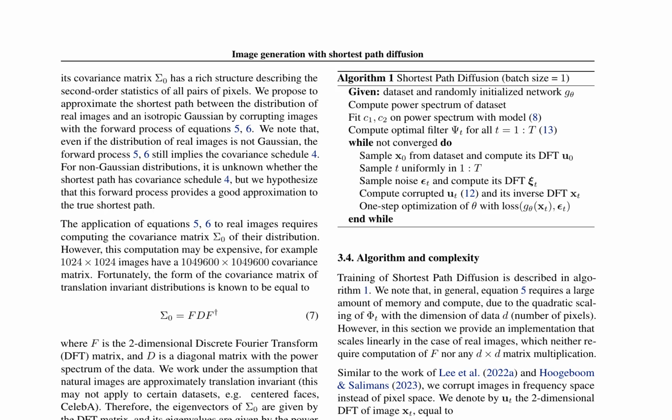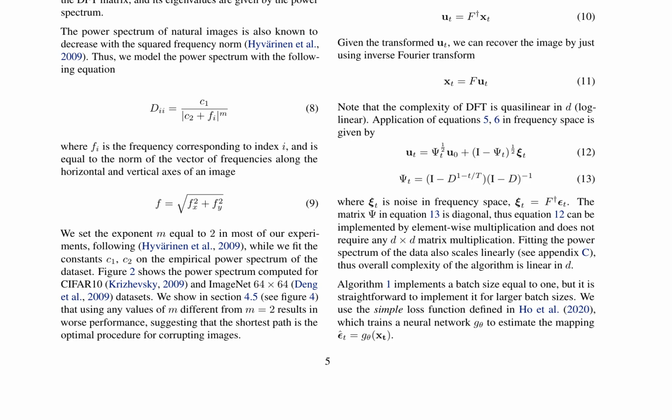Here is a combined summary of pages 5 and 6 of the research paper. The authors propose an image generation method using shortest path diffusion, which involves corrupting images with a forward process to approximate the shortest path between the distribution of real images and an isotropic Gaussian. This forward process implies a covariance schedule, and the authors hypothesize that it provides a good approximation to the true shortest path.